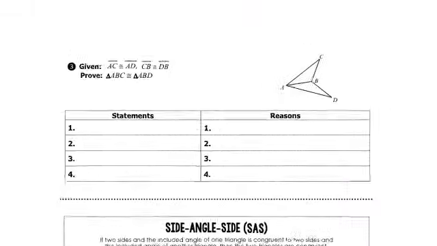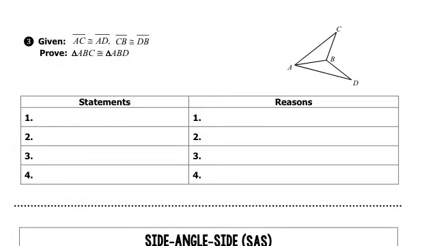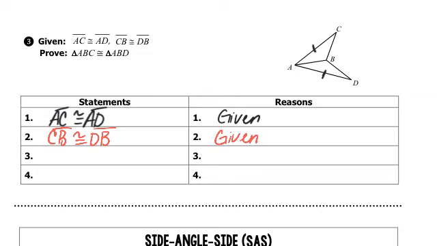So we're going to do another one. We're going to fill this in by ourselves. So the first thing we always start with is our givens. So here we have AC is congruent to AD, given. Mark AC, AD. CB is congruent to DB, also given. Mark.